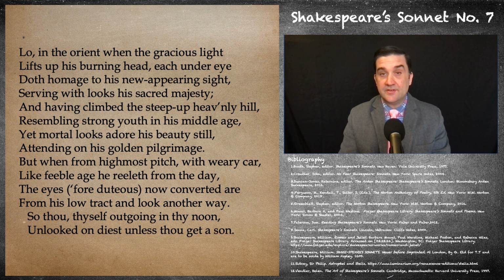In sonnet number 7, we have the first instance in the sonnet cycle of a key word. Have you identified it? Good on you if you identified the word look and its variants as the key word of sonnet number 7. As you can see here, the word looks appears in the first quatrain in line 4. The word looks also appears in line 7 of the second quatrain. And then in the third quatrain, we have the word look. And finally, in the concluding couplet, we have the word unlooked in line 14.